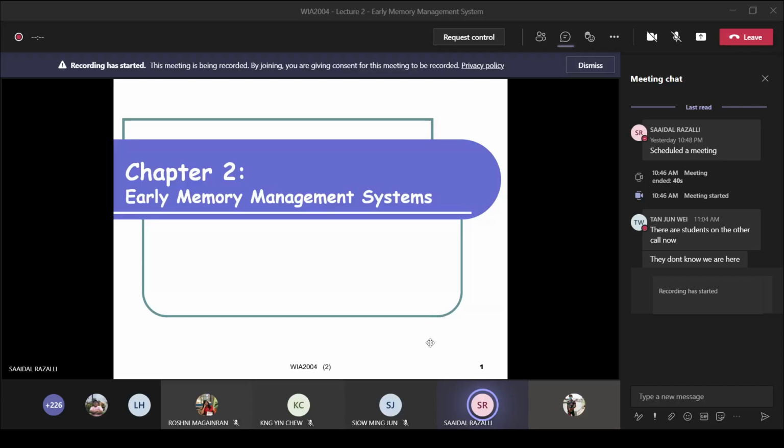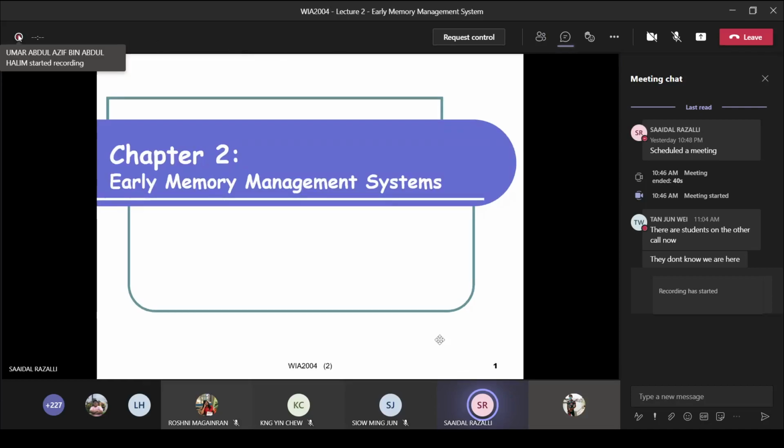Okay, today we're going to start our lecture 2, titled Early Memory Management Systems. This is basically about how the operating system operates your RAM, or your hardware RAM. So they have 2 modules: one is the hardware module, RAM, and one is the operating system. Today we're going to learn how the operating system handles all the jobs in your RAM, random access memory.